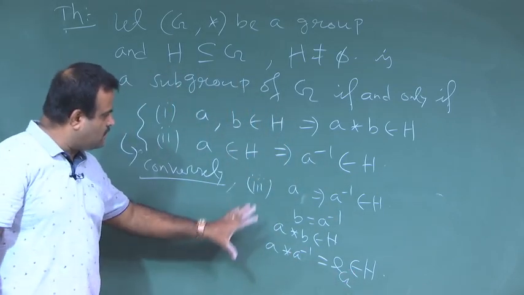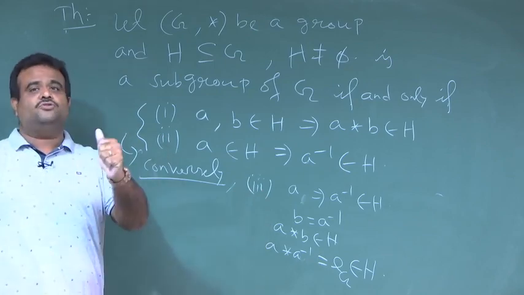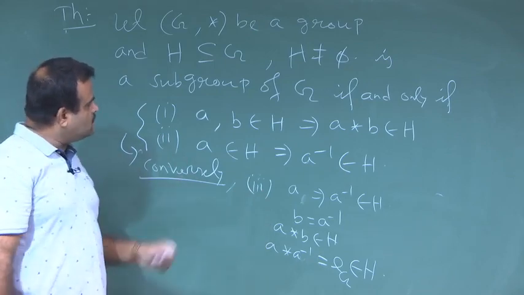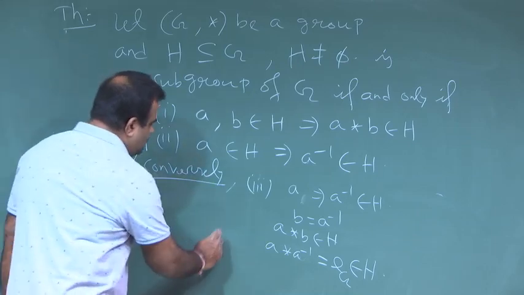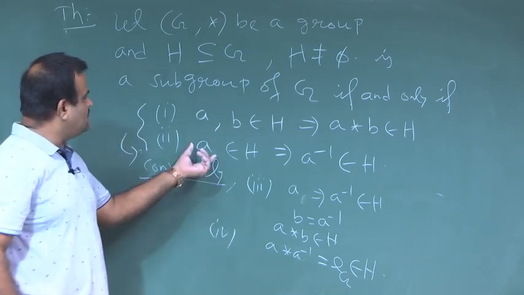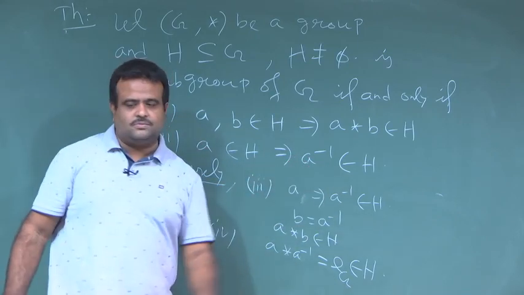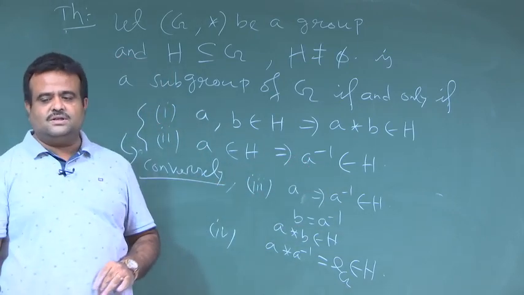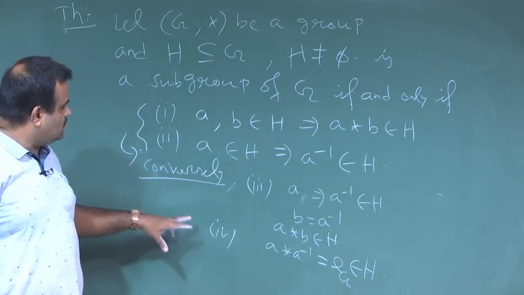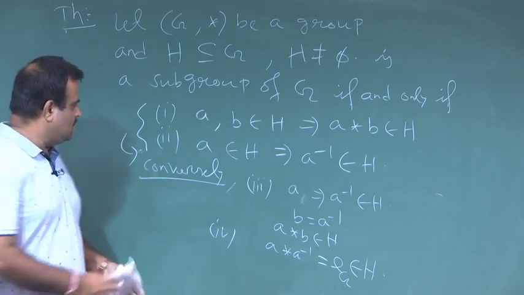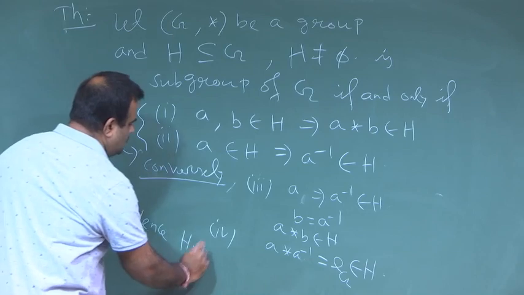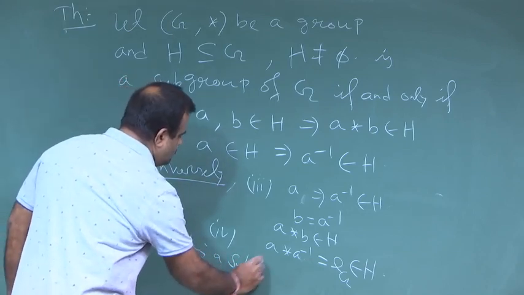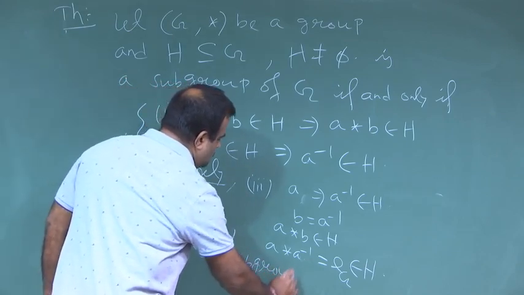So, this is not yet a subgroup, only three properties are satisfied. Now, we need to check the inverse. Inverse is also okay, because from this result, if a belongs to H, then a inverse also belongs to H. So, the inverse exists, and every element has the inverse. So, hence this is a group, H is a subgroup of G.